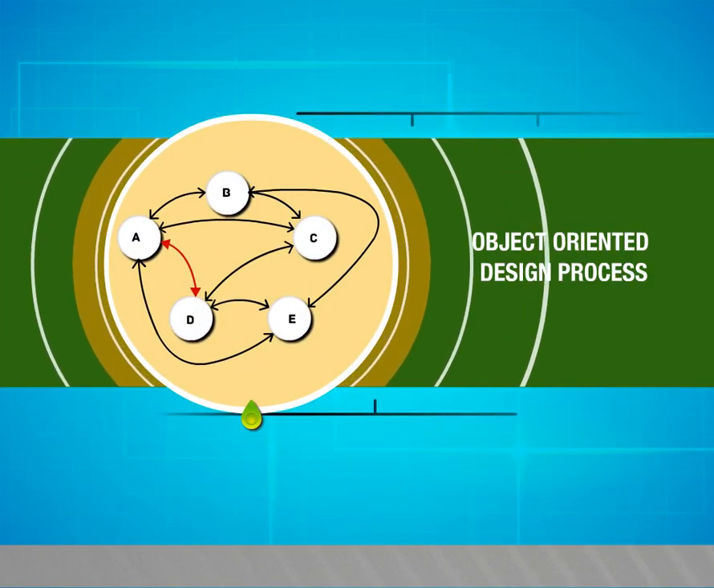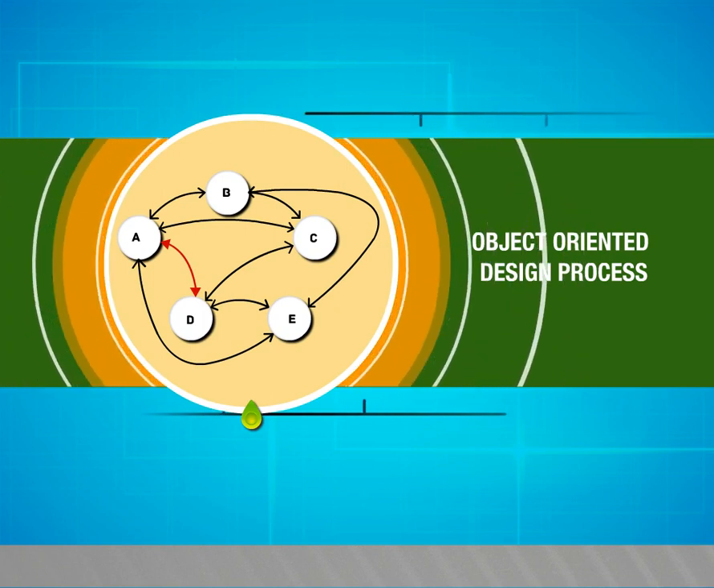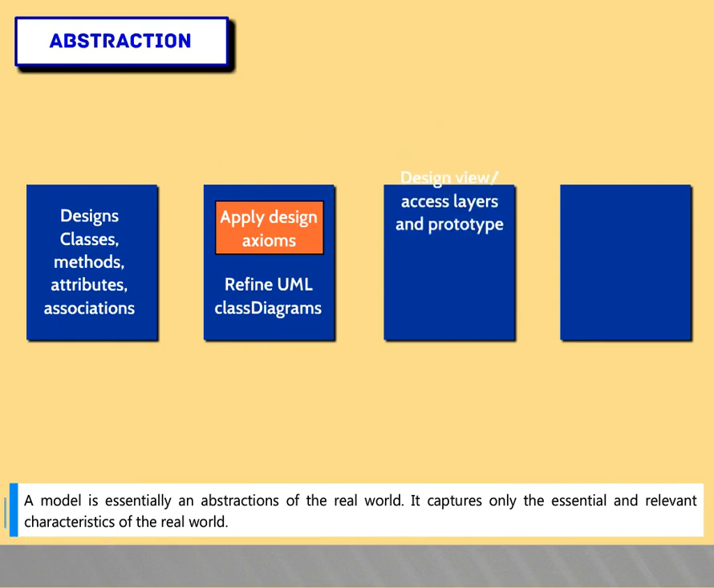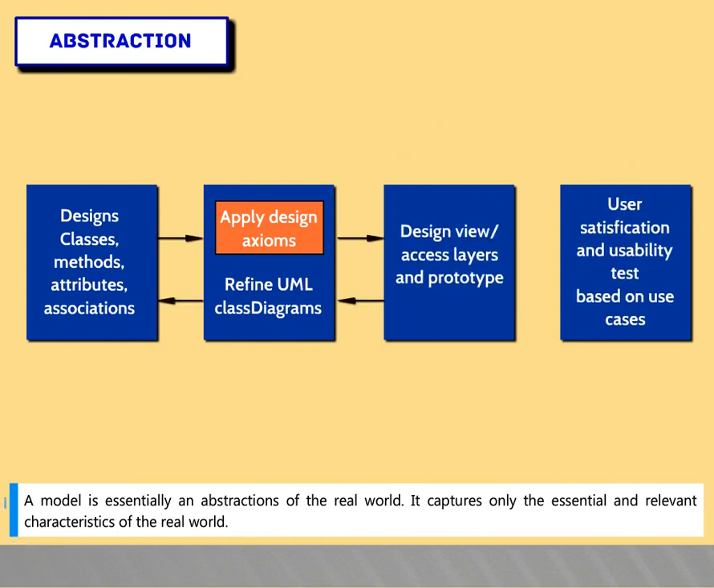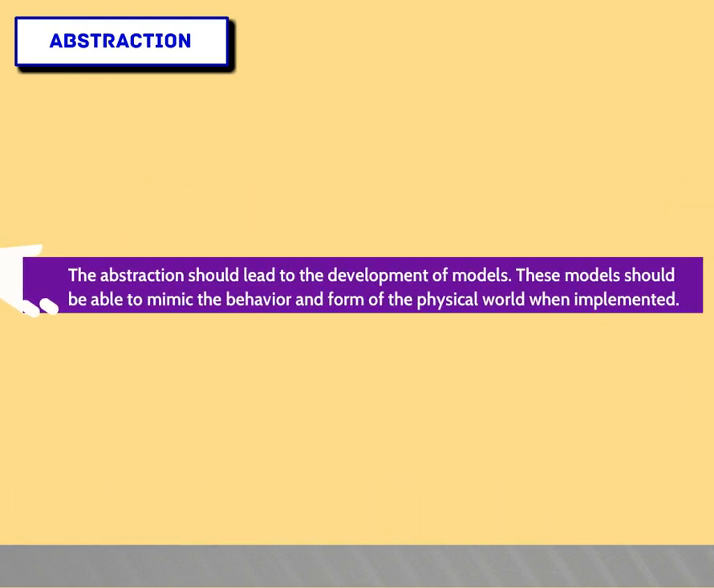Object-oriented design process. In this video, we are going to see about the object-oriented design process. Abstraction. A model is essentially an abstraction of the real world. It captures only the essential and relevant characteristics of the real world. The abstraction should lead to the development of models. These models should be able to mimic the behavior and form of the physical world when implemented.